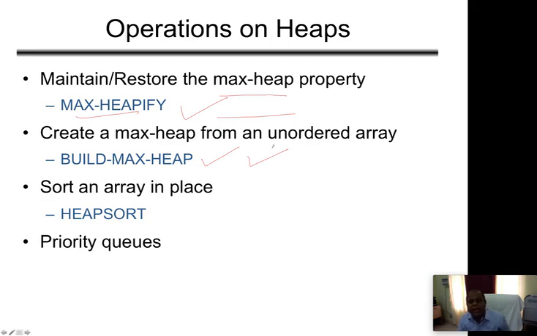Once an array is given, it can be thought of as a nearly complete binary tree, but it may not be a heap, and you have to make it a heap. Then we will discuss another algorithm called the heap sort algorithm. Priority queue we will not discuss in the class. These three algorithms we will discuss in the class: max heapify, build heap, and heap sort.